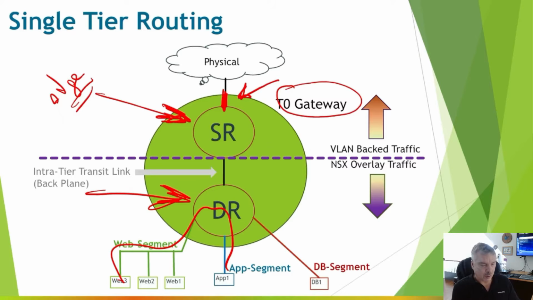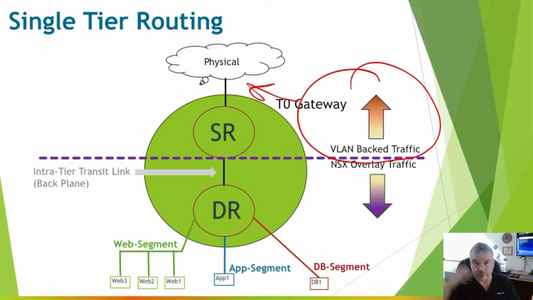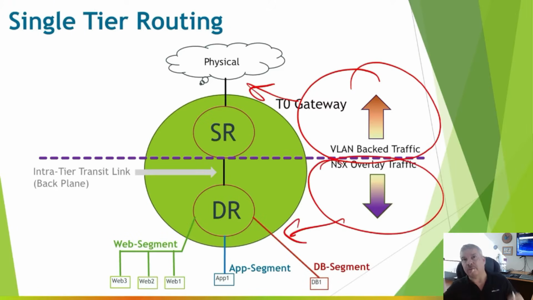What I want to show you here in this picture is the edge node has a connection to both the VLAN-backed traffic, which is in the real world, and our NSX overlay traffic, which is in our virtual world. So the edge is basically the boundary between those, or the on-ramp, or however you want to call it. And that's what I'm trying to show you here.